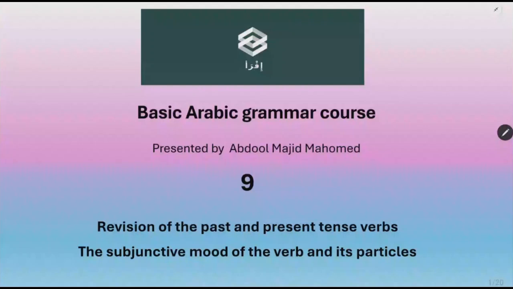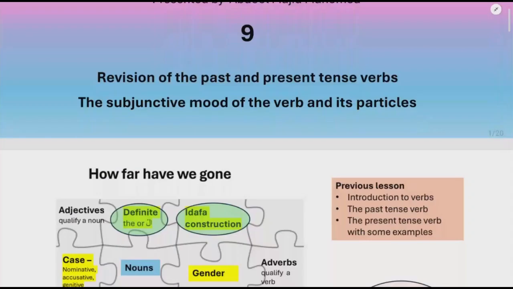Lesson 9 of our series. We're in our fourth week of this course of 8 weeks. So today we intend to cover the revision of the past and present tense verbs, which we did in the previous lesson, and introduce one new concept, the subjunctive, one of the modes of the imperfect, and looking at the particles that go with it as well.